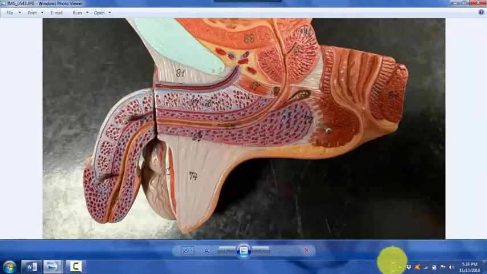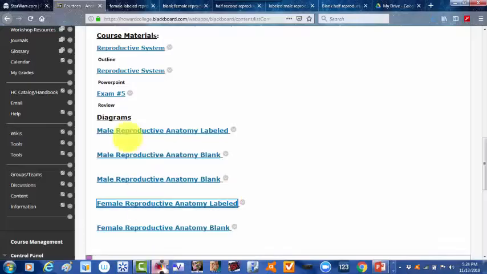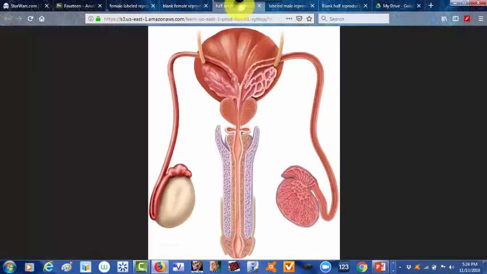But this diagram, it's not great because it doesn't show this, the vas deferens. See, here's the epididymis on the top. Here are the testes, and this cord represents the vas deferens. So I'll have to show you that when I get back.